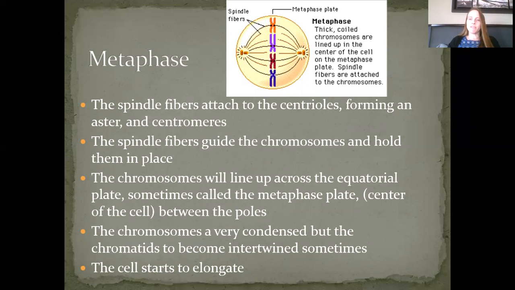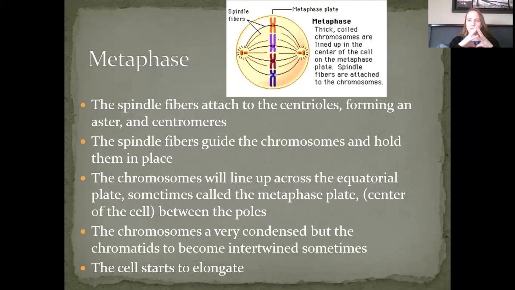metaphase. So the spindle fibers are attached to the centrioles, and they're also going to attach to the centromeres, the middle part of your X-shaped chromosomes. And these spindle fibers will pull on the chromosomes until it causes the chromosomes to line up in a straight line across the middle of your cell. The middle of the cell is sometimes referred to as the equatorial plate, the equator, or the metaphase plate. It just means across the middle of the cell.